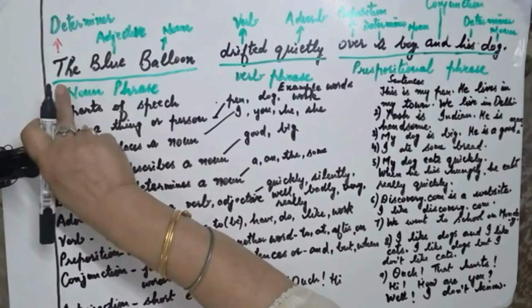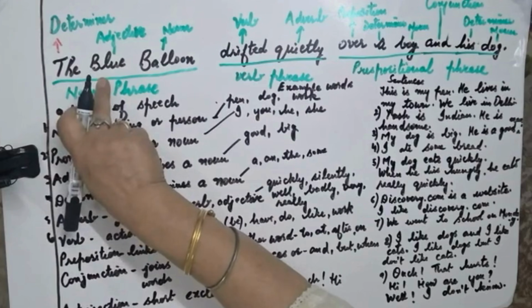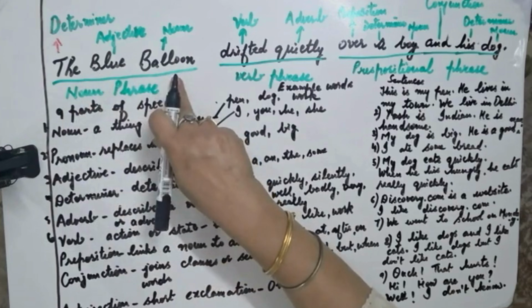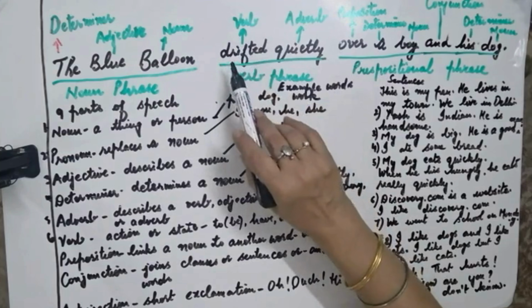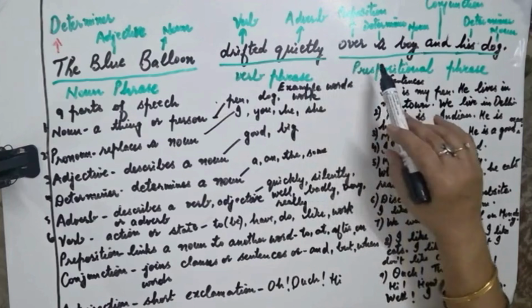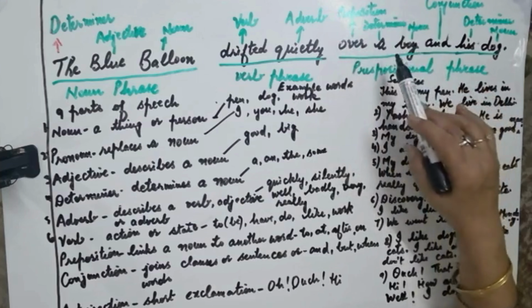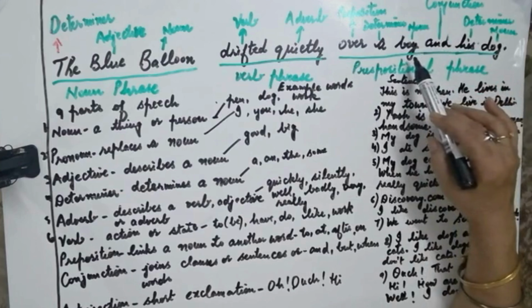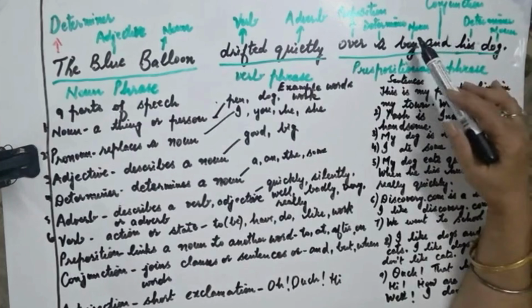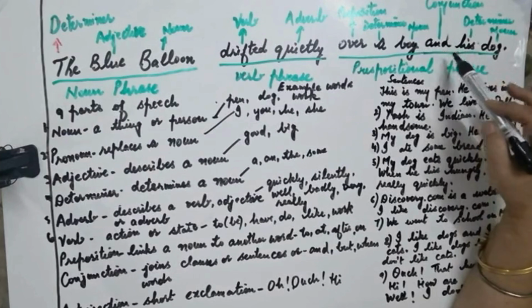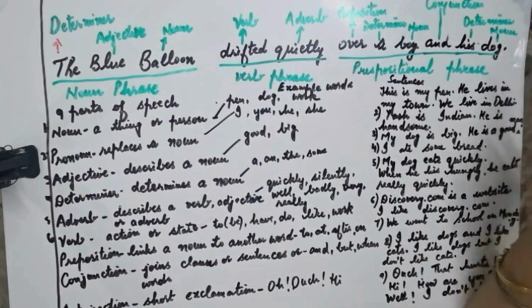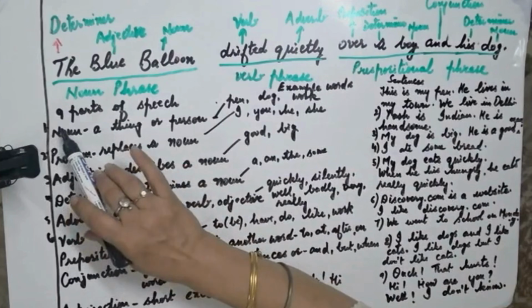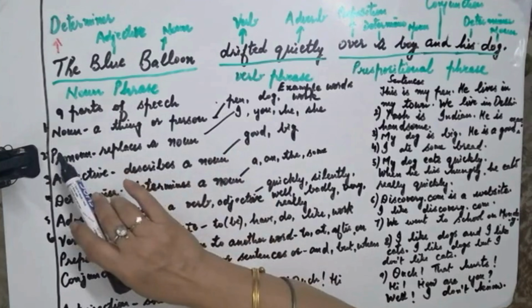We know that "the" is a determiner. Blue is an adjective which is describing balloon. Balloon is a noun. Drifted is a verb. Quietly is an adverb. Over is a preposition. A is a determiner. Boy is again a noun, a common noun. And is a conjunction. His is a determiner and dog is a noun again, a common noun.